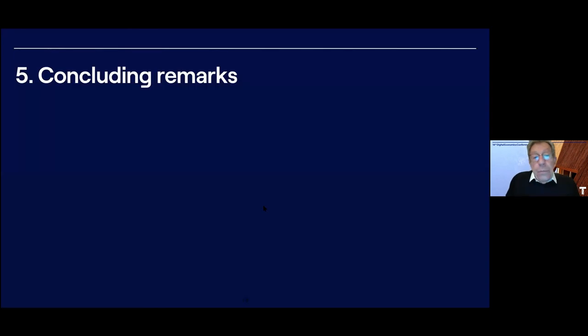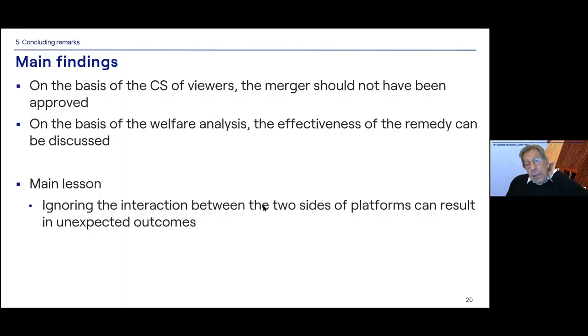So to conclude rapidly, three conclusions. On the basis of consumer surplus, the merger should not have been approved. On the basis of the welfare analysis, the effectiveness of the remedy can be discussed. And the main lesson is that it's very important to take into account the two sides of the platform, otherwise we obtain results that are not really expected.